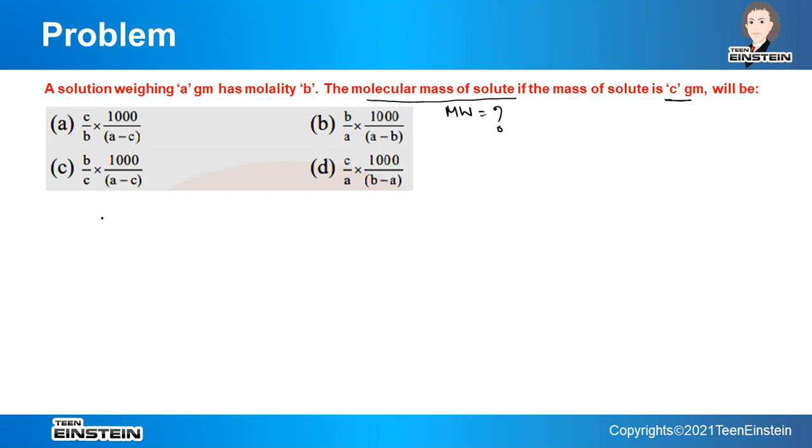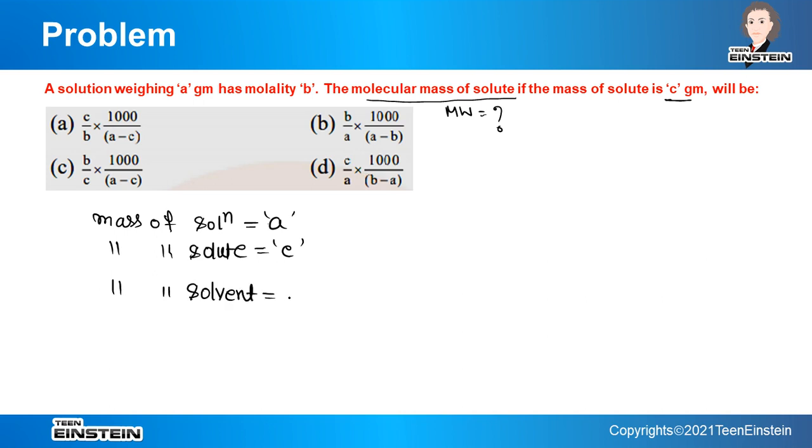So here mass of solution A, mass of solute C, right? And here mass of solvent will be A minus C. Okay. Now molality is B.